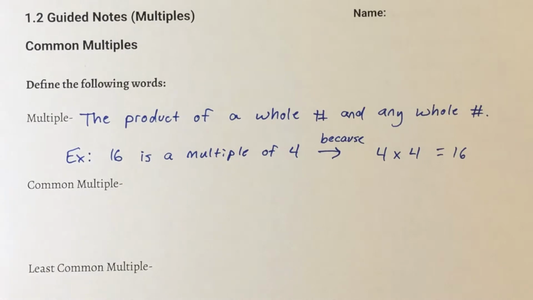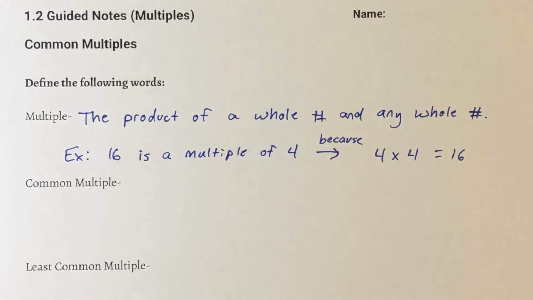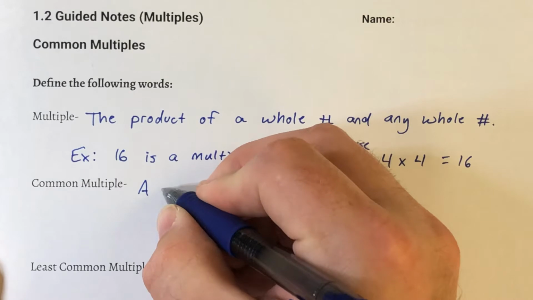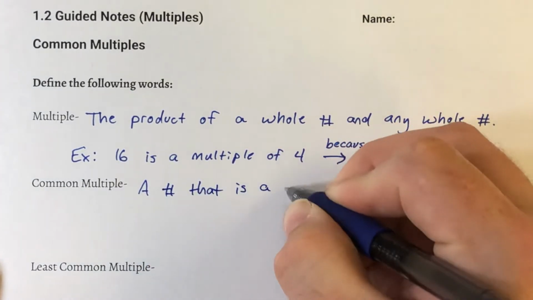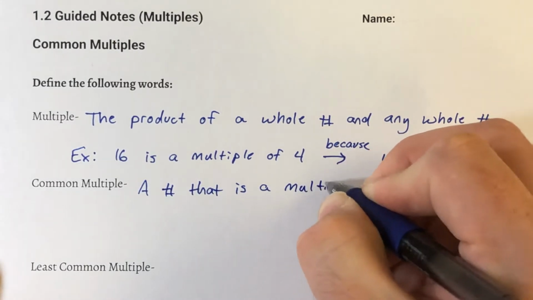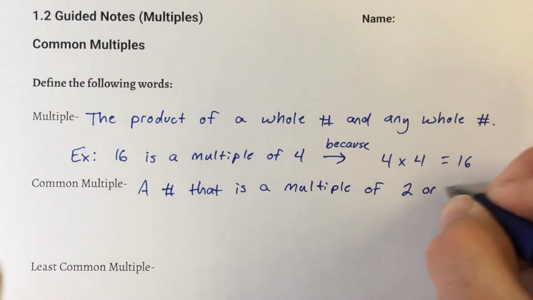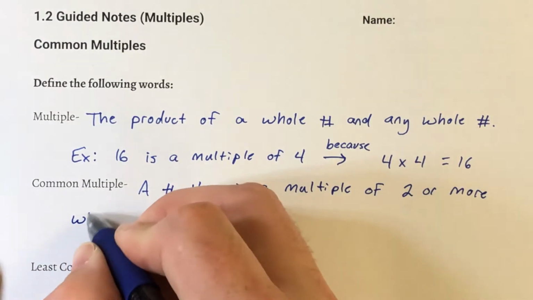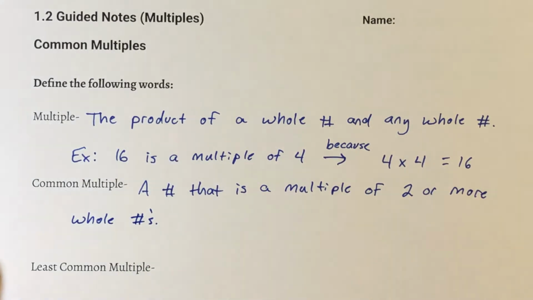Our next vocabulary term, common multiple. And this is half of our focus on this lesson. A common multiple is a number that is a multiple of 2 or more whole numbers. A number that is a multiple of 2 or more whole numbers.